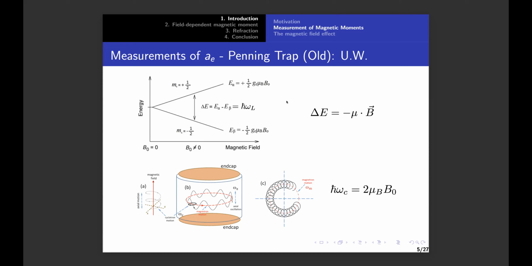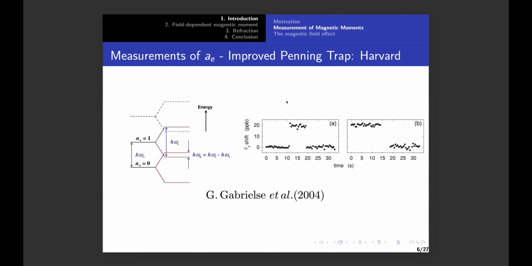This is the old way of measuring the anomalous magnetic moment. But in 2004, Gabrielse et al. noticed that the cyclotron motion has Landau levels for radial excitation. The energy difference is given by this cyclotron frequency. The ground state level has a splitting between spin up and down, and the radially excited state also splits into spin up and down.